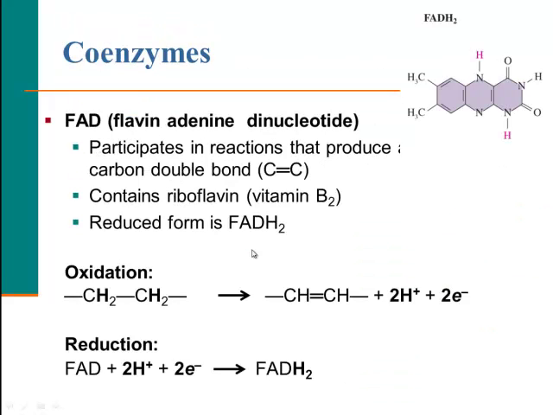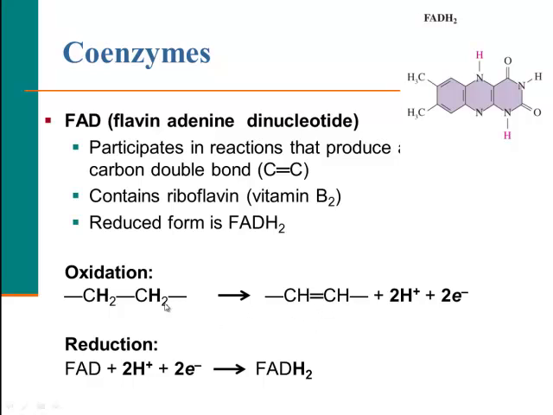Now the other high energy molecule that we haven't seen yet is this molecule FAD. Now FAD is going to also carry electrons and hydrogens, but it's going to be involved in reactions that produce carbon-carbon double bonds. So when we have a carbon-carbon single bond, as we'll see in one of the later reactions of the citric acid cycle, these carbon-carbon single bonds can be converted into carbon-carbon double bonds in the same way that an alkane can be oxidized to produce an alkene.